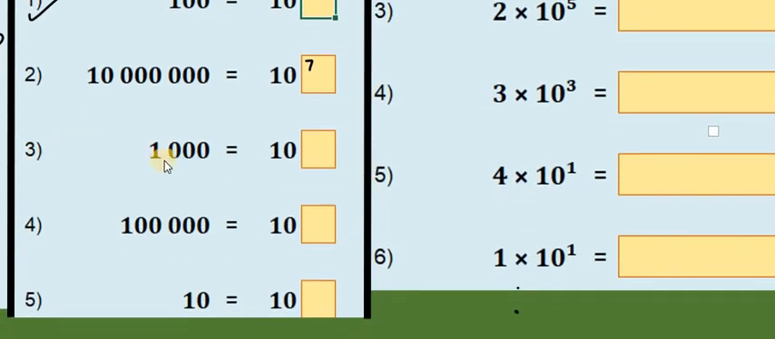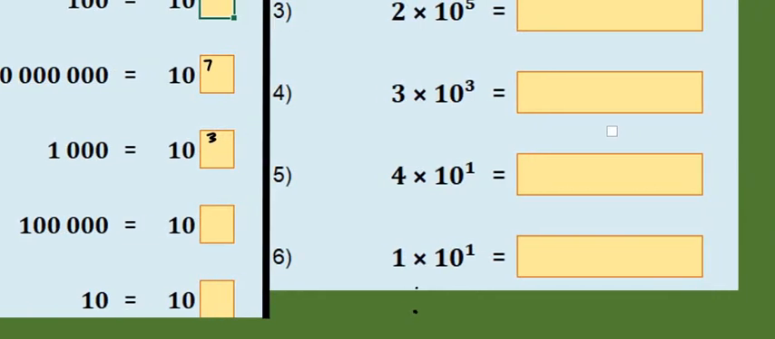Let's look at number 3, 1,000. How many zeros do we have? 3. So that means we'll be multiplying 10 by 10 by 10. And so that's 10 to the third power. Did you get that? Well, I would like you to attempt part 4 and part 5. Place your answer or answers in the comment section.